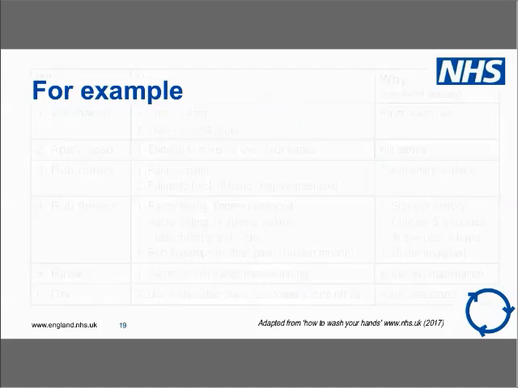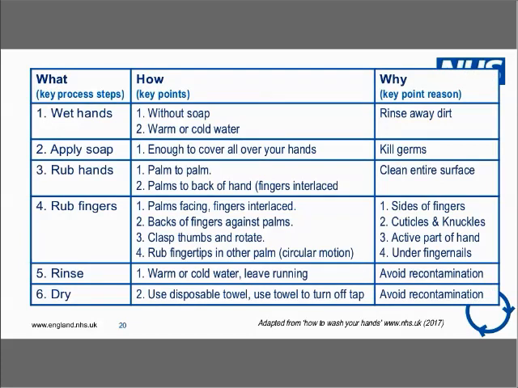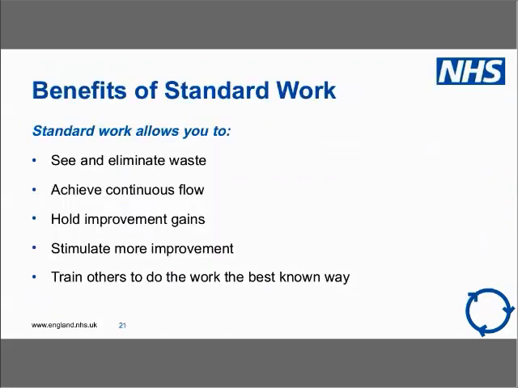And we have an extension of that example. Here is how we would write out a standard operation for washing your hands following the process on the NHS website video. And you can see, again, it follows those elements: the key process steps, which are listed and numbered down the left-hand side; how, which is the key points, so how do we actually do that process, what are the key points for making that hand washing process as effective as it can be; and the why, the key point reason, tells us why we do it in that particular way, which is very, very helpful when we're teaching a process to new staff, if we've got those three elements, particularly the why do we do it in that particular way.